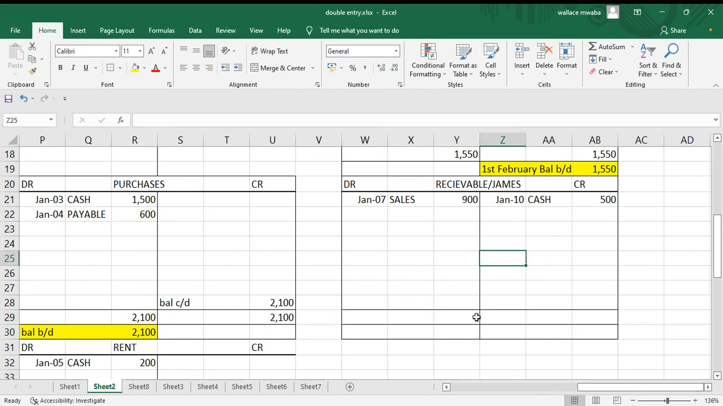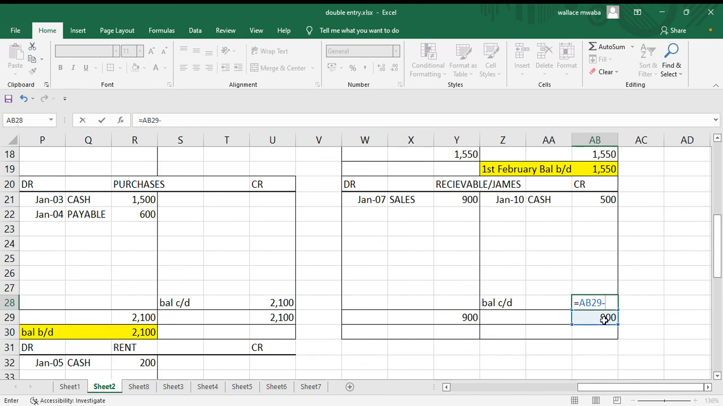We can clearly see the higher side is the debit side, so we say 900 on this side and 900 on this side. Our balance carried down always shows up on the lower side, so this side, the credit side, is balance carried down. We say 900 minus 500, we get 400. So our balance brought down on the first of the next month is 400.